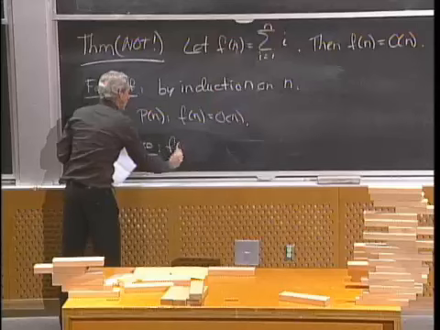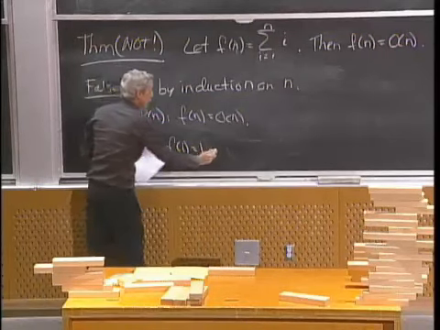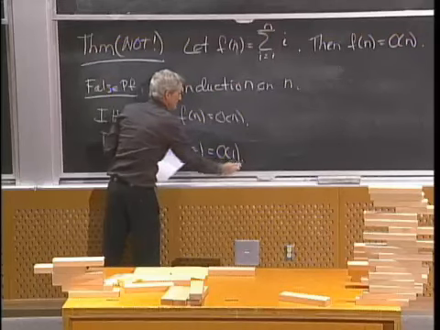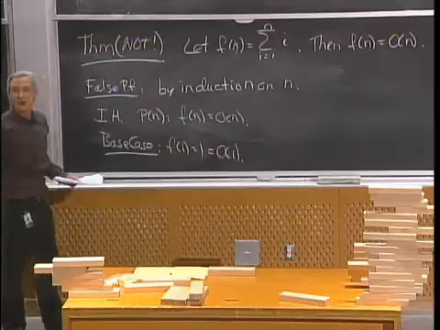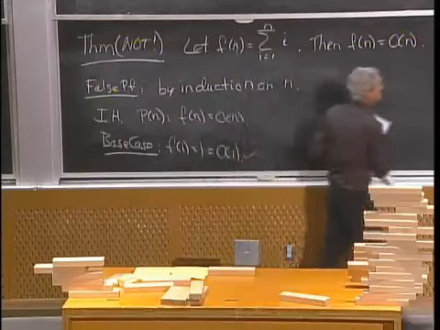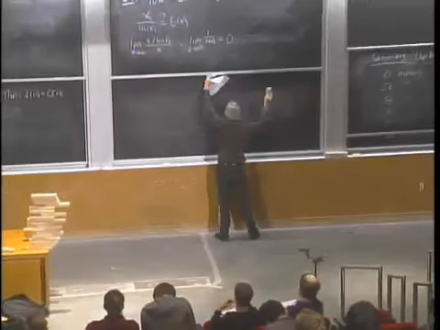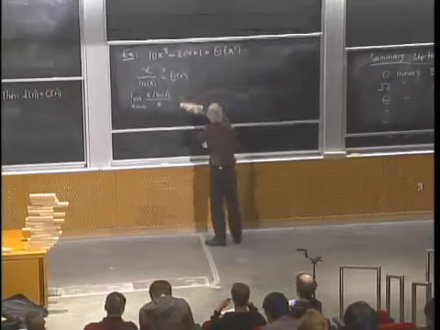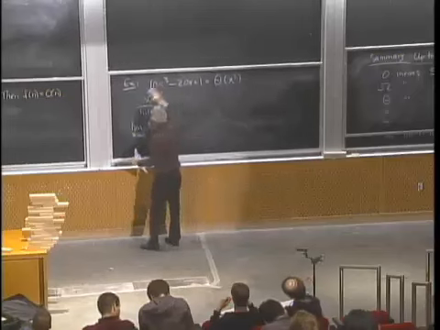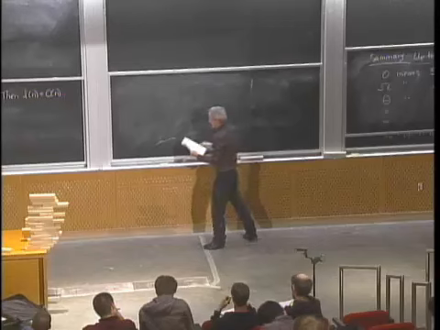Well, f of 1 is 1. And 1 is O of 1, surely. Right? Even 10 was O of 1. Okay. All right, now we do the inductive step.